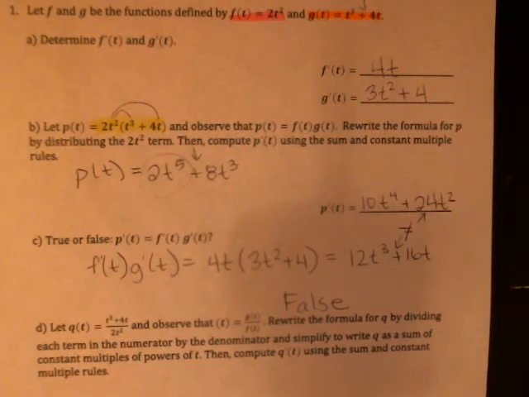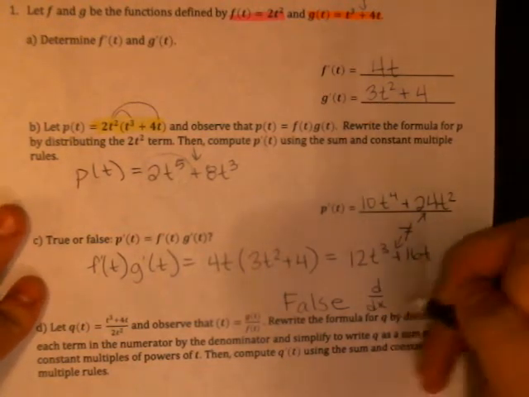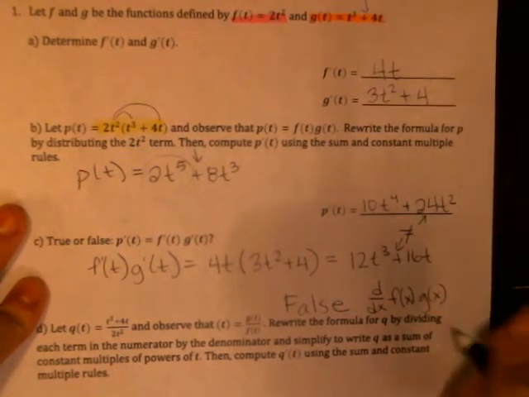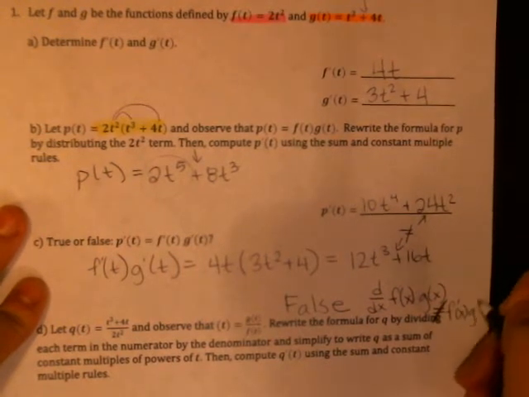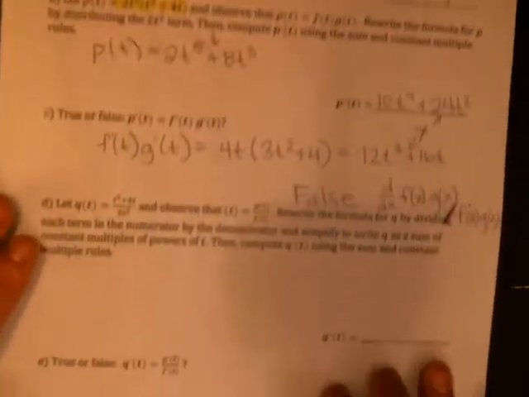So the goal here is for you to be really convinced that when you multiply two functions together, the derivative of your new function is not the same as the product of the derivatives of your old functions. This is really important that you know this. This derivative is not f prime times g prime. So the derivative of a product is not the product of the derivatives.